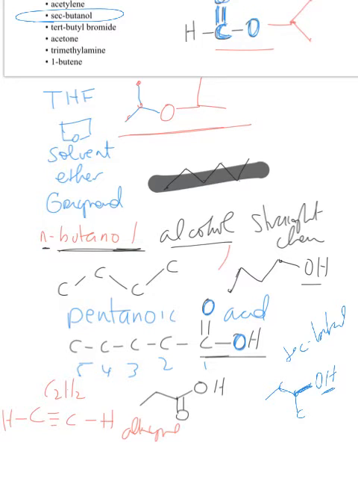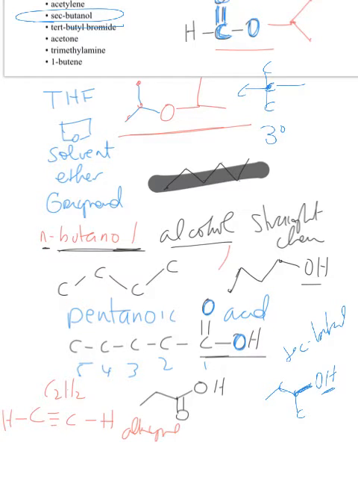Oh no. Okay. Tert-butyl bromide. Tert-butyl. So you need to see that this is a tert-butyl. 1, 2, 3, 4. And it kind of makes a T. And that is a tertiary carbon. 1, 2, 3. So that's a tertiary carbon. That's where the tert comes from.